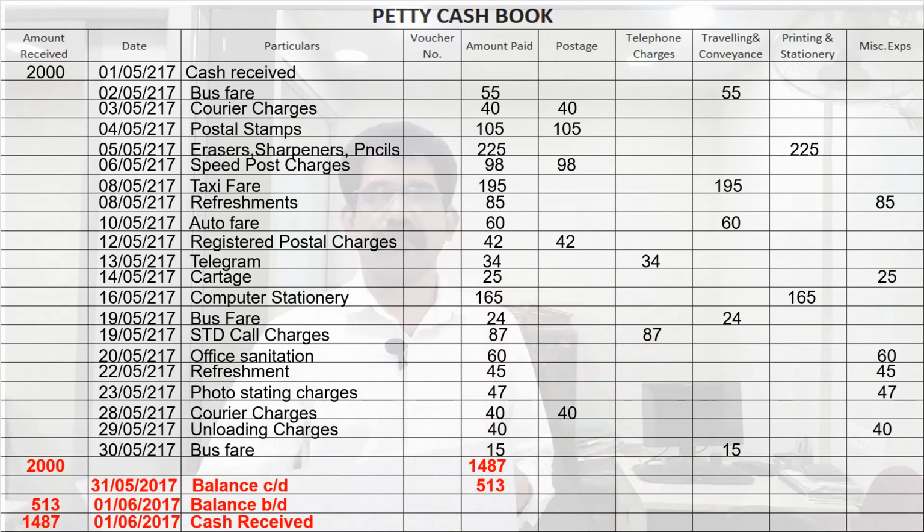Cash receipt. Now the petty cash in hand is 2000. This is the imprest system of petty cash book. After giving all the expenses on a particular day, we have to keep our imprest amount in our hands. Now we have completed the balancing of cash book.